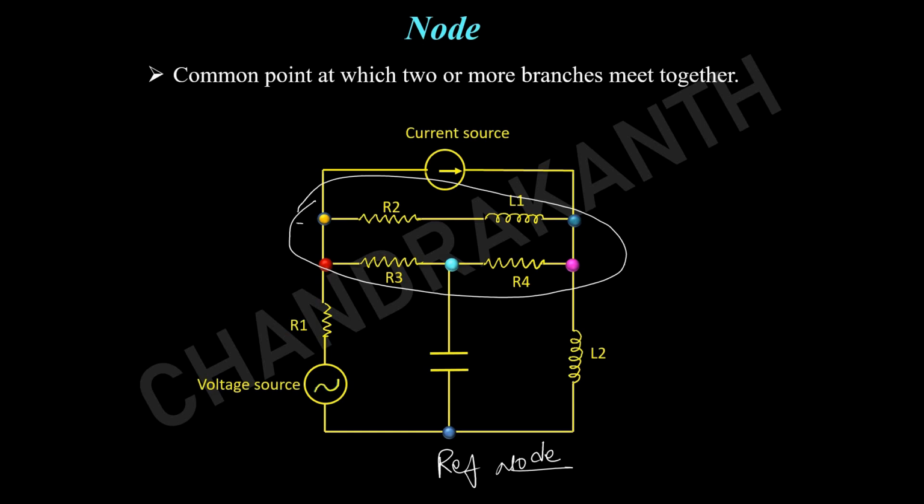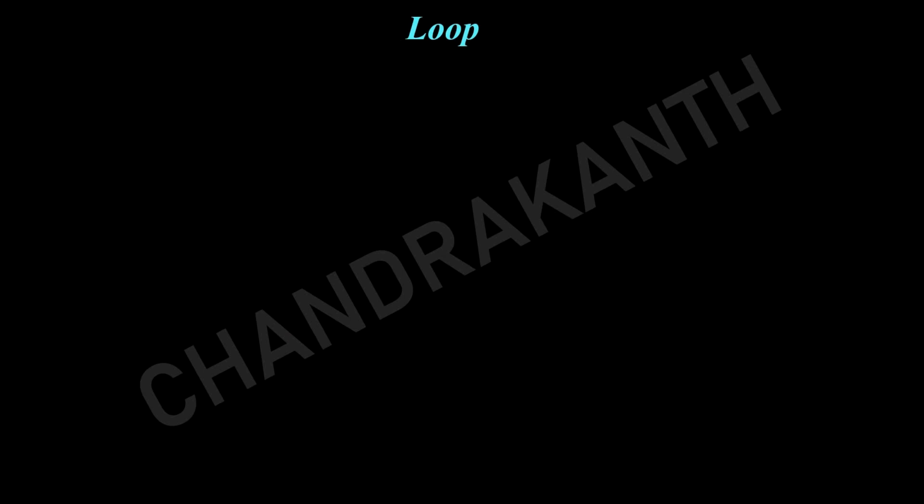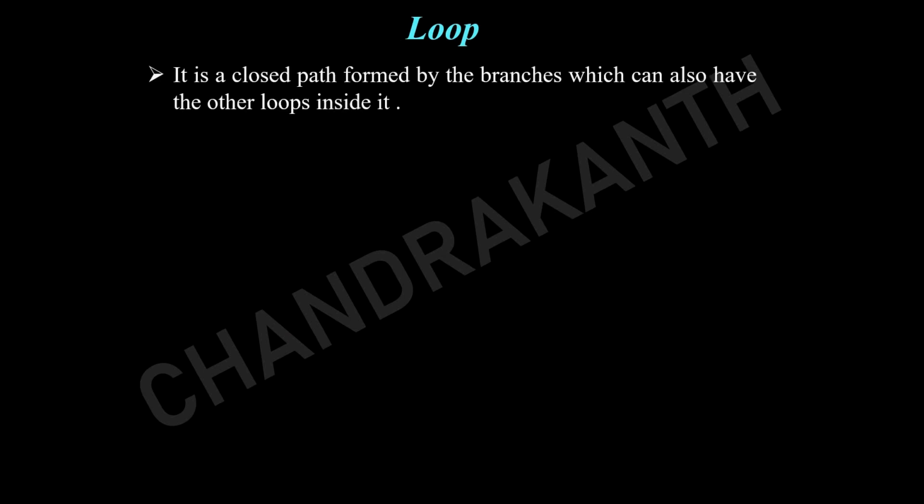Now let us see what is the meaning of a loop. It is a closed path formed by the branches which can also have other loops inside it. It is very important for the electrical circuit or network analysis subject to understand the difference between loop and mesh. Some people keep using loop analysis and mesh analysis interchangeably. But these two are different. These two are not the same.